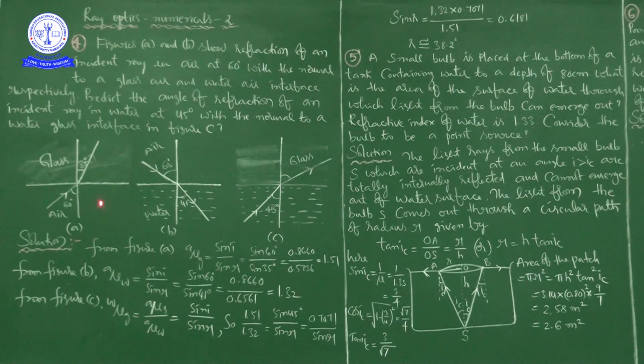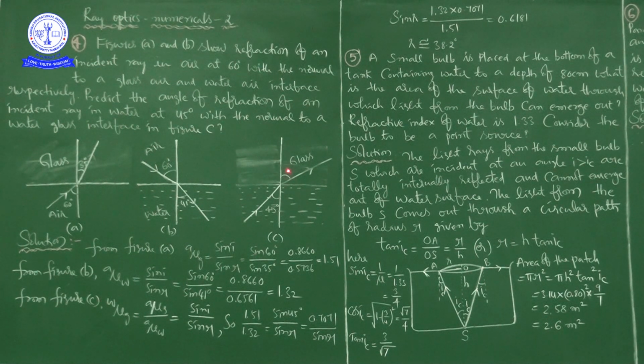In both figure A and figure B the incident ray is in the air medium, but the medium the ray goes into is different: here it is glass, here it is water. Figures A and B show refraction of an incident ray in air at 60 degrees with the normal to a glass-air and a water-air interface respectively. The angle of incidence is 60 degrees in both, which you have to keep in mind.